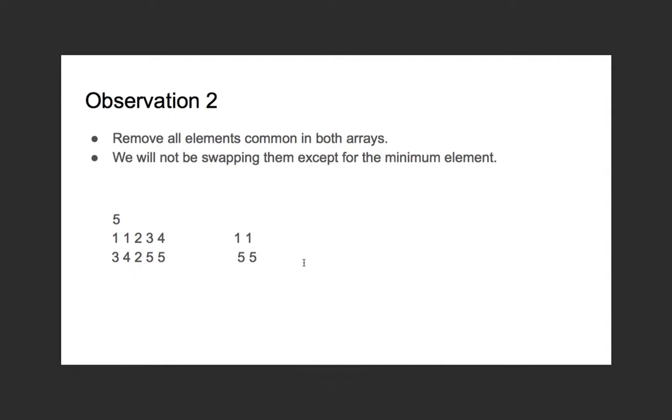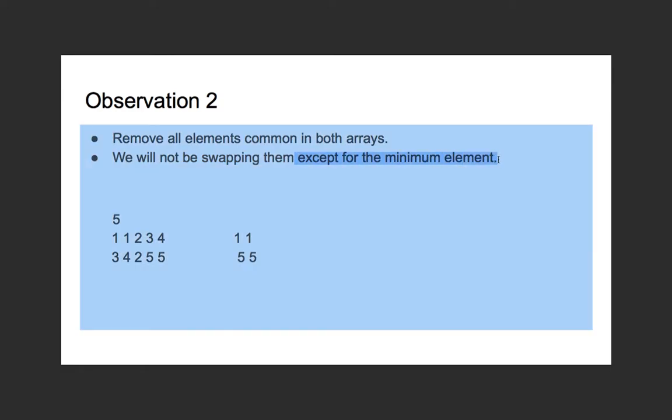The second observation is that we will be swapping only those elements which are not common in both the arrays. Okay, so basically what we will be doing is removing common elements from both the arrays, and the observation is we will not be swapping them, but we can swap for the minimum element. Though this point I will be explaining in the next slide.